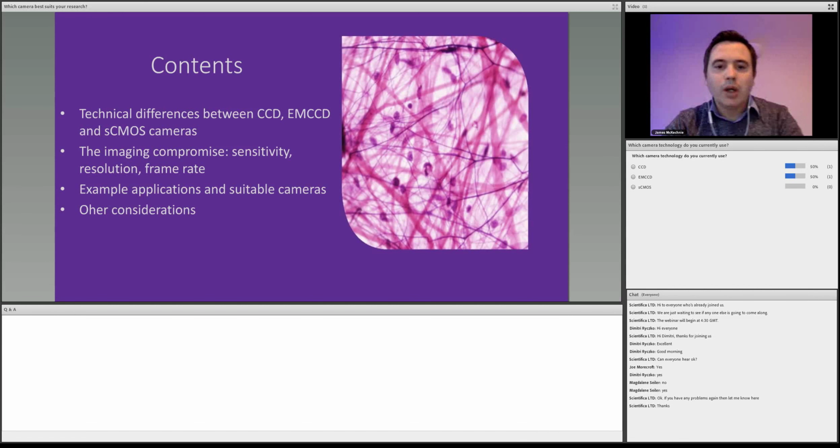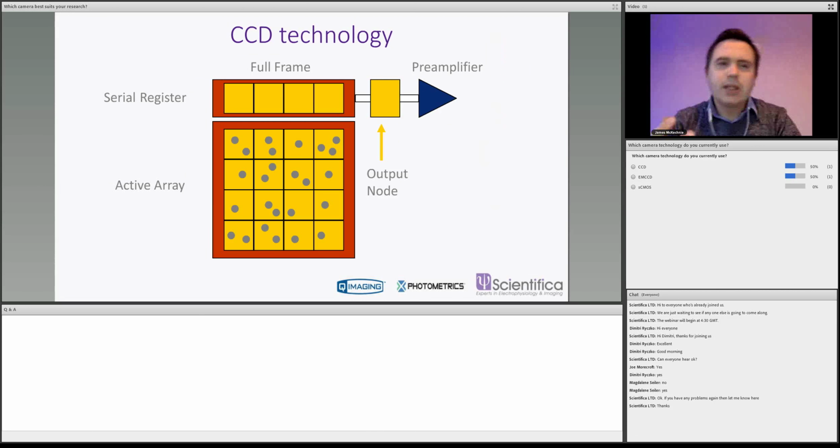So if we start with CCD. CCD is the most straightforward to think about and is the one that has been used the most in microscopy and scientific imaging. So we start here with a CCD sensor, and we have a 4x4 pixel camera, not the biggest camera in the world, but let's just start to think about it.